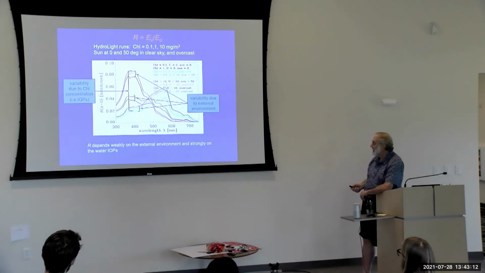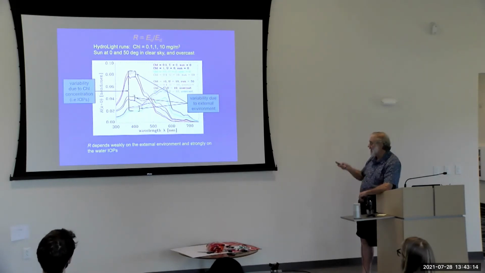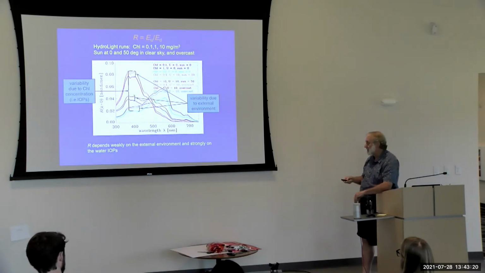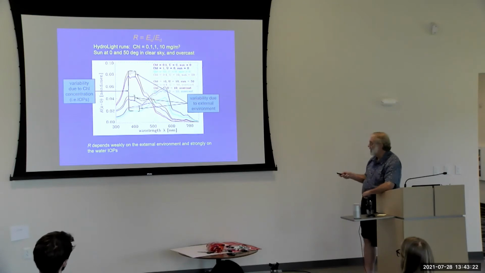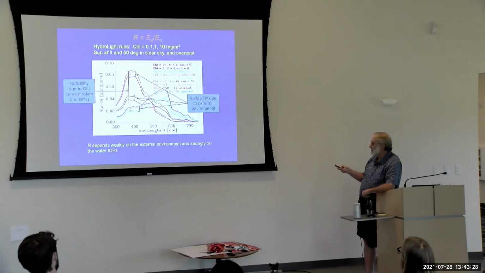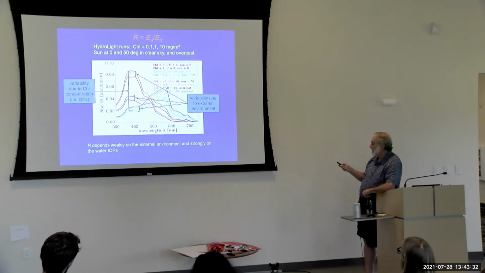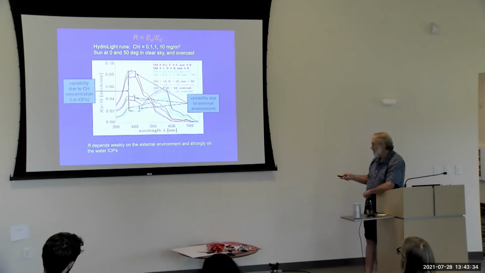Okay, so now the next question, well, how does this irradiance reflectance depend on things like sun angle, wind speed, sky conditions, et cetera? So here are some HydroLight simulations where I did chlorophylls of 0.1, 1, and 10, sun at 0 and 50 degrees, and a clear sky and an overcast sky. So I generated all of these spectra for R, and this is at depth 0, just below the surface.